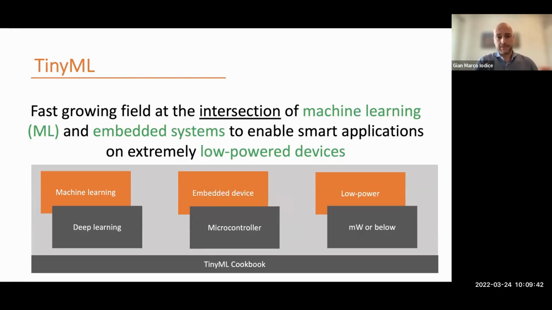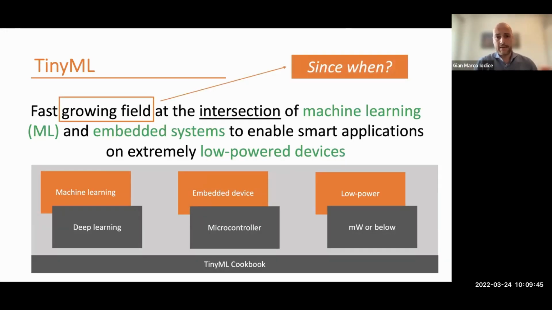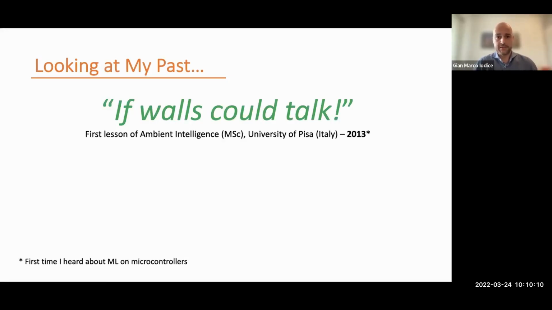However, to explain the motivation, I need to highlight another two words, growing field. The question is, since when? And here I don't want to answer by saying that the first machine learning application on a microcontroller was in a given year. Here I want to use my experience. When was the first time I heard about machine learning on microcontrollers? It was in 2013, at uni, during the course of ambient intelligence at the University of Pisa. The first slide of that course was, 'If walls could talk.'